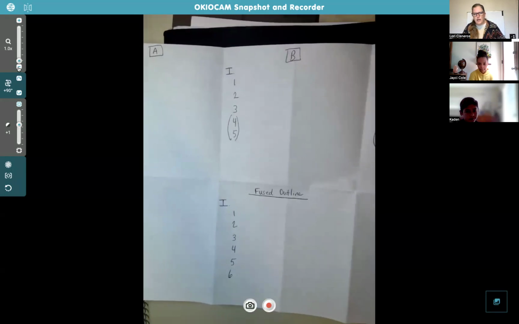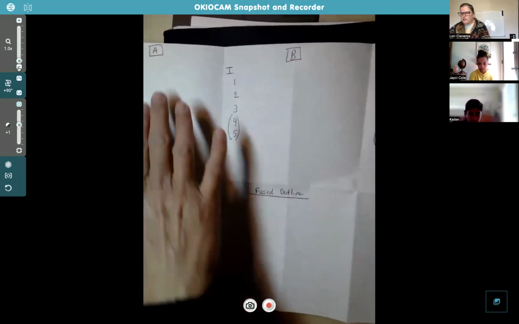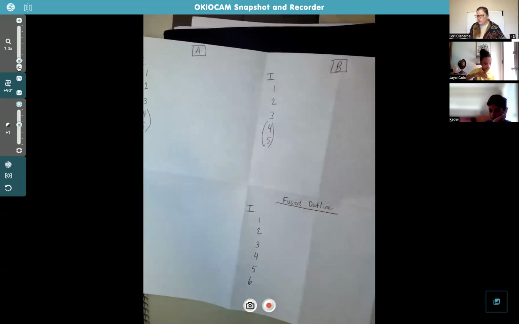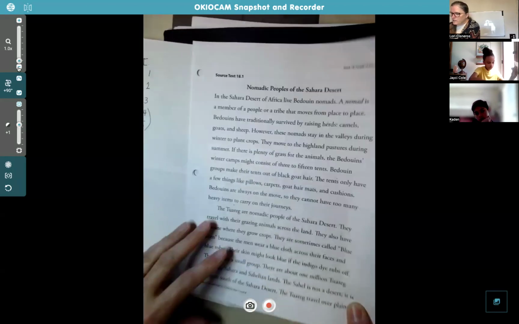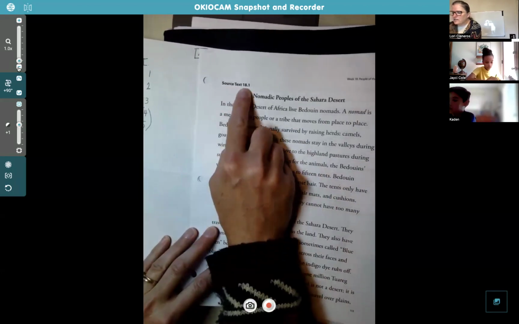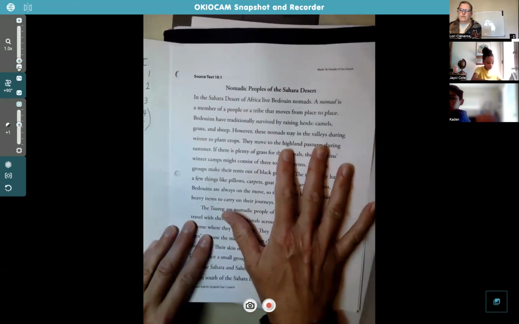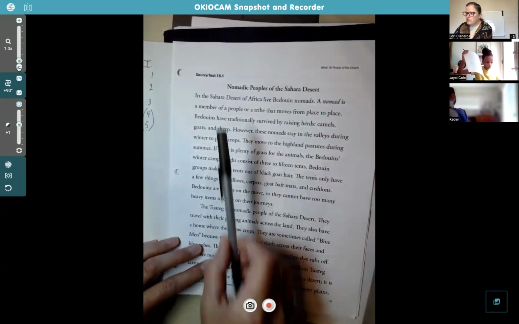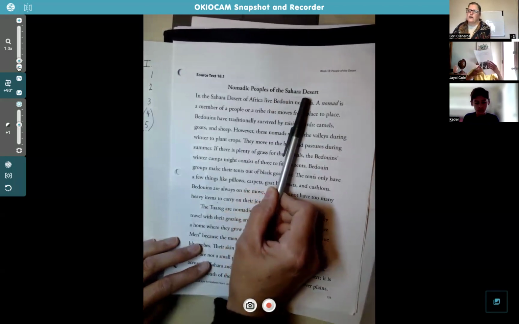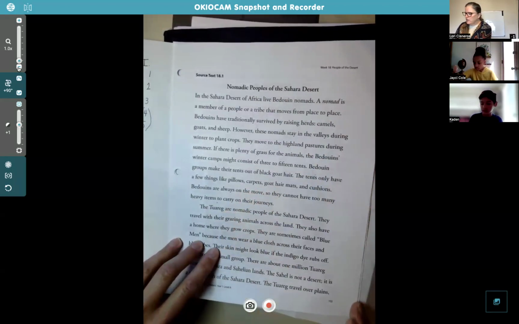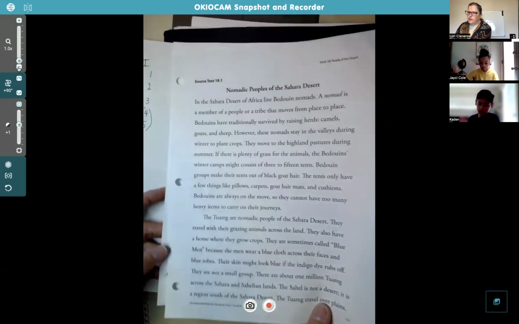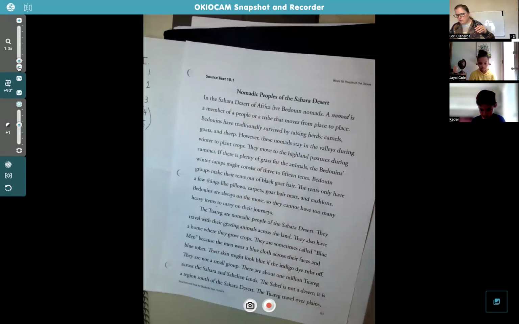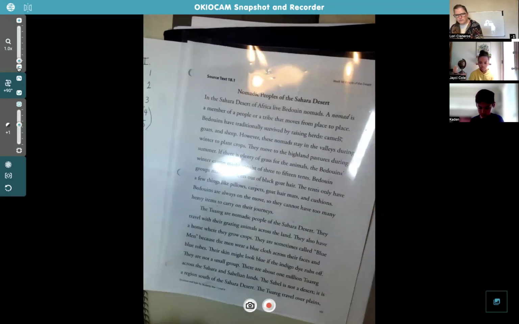So the first step is to find article A. So we're going to start with A. In your stuff that you just took out of your binder, this one here that says source text 18.1 at the top, this is page 153. The title is Nomadic Peoples of the Sahara Desert. That's the one we're going to look at first. So make sure you have that one. Source text 18.1.